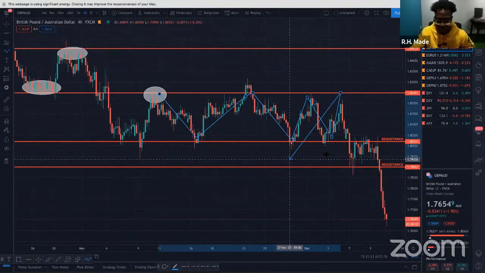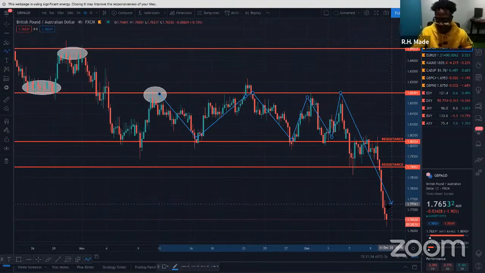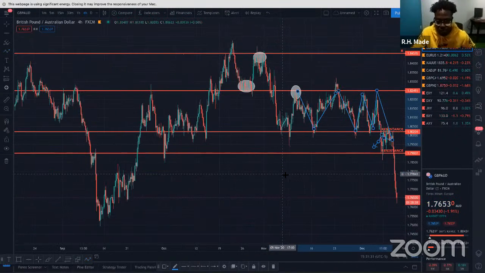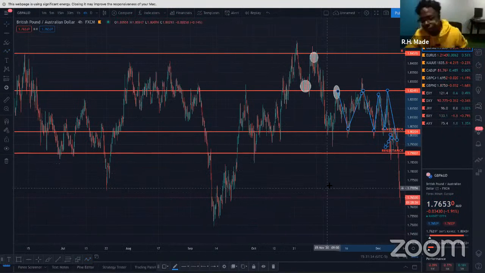But yeah, it finally broke. Okay, so that support was finally broken. Came back up, tested as resistance, and then just kept breaking down. You feel me? So that's an example of obvious support and resistance on the chart. So that's typically how you would enter trades.